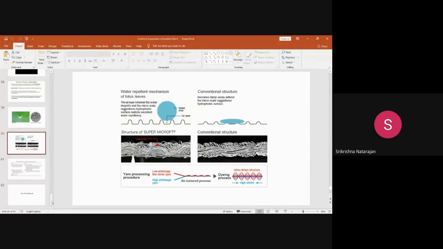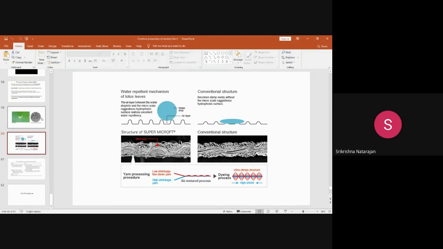If you see how this Microft fabric is produced, there are two yarns in this structure. One is a low shrinkage fine linear yarn and another is a high shrinkage yarn. These two yarns are combined and then textured together, so that after texturing, it forms a structure similar to the scales present in the lotus leaf.